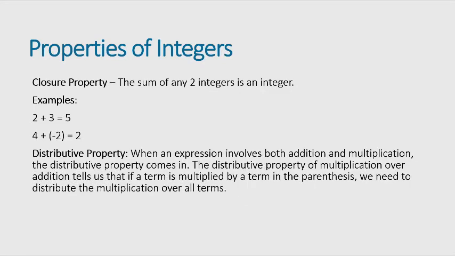Next is the distributive property. So the distributive property states that when an expression involves both addition and multiplication, the distributive property comes in. The distributive property of multiplication over addition tells us that if a term is multiplied by a term in the parenthesis, we need to distribute the multiplication over all terms. Or simply, the sum of b and c multiplied to a is just equal to the product of a and b plus the product of a and c.